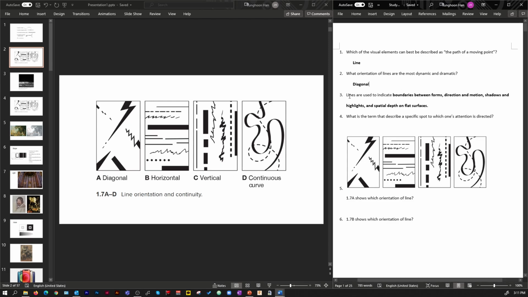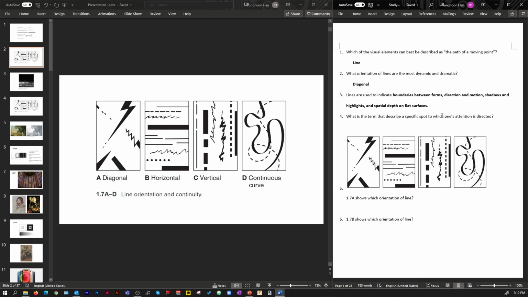And number 3, I just kind of gave you guys the answer because it's kind of a long answer. So lines are used to indicate the boundaries between forms, direction and motion, shadow and highlights, and spatial depth on flat surfaces. So if you're thinking about linear perspective, you can achieve that with lines and things like that.